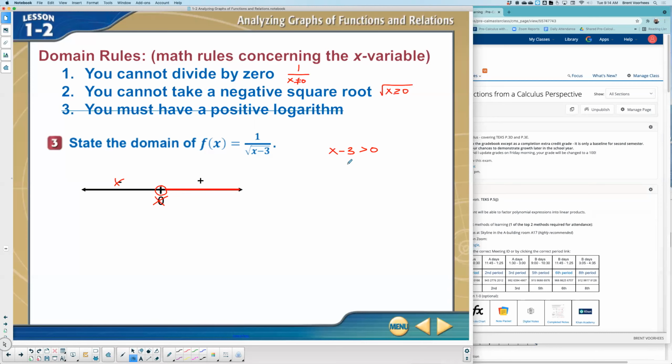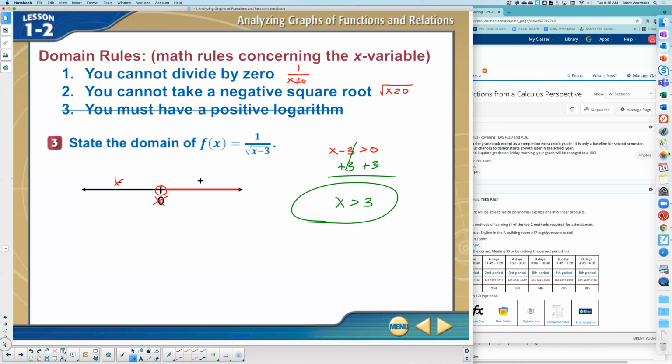What's my domain going to be? X is greater than 3. When you add the 3 over, that's right. X is greater than 3. That's the domain as, would we call that an interval or an inequality? That's an inequality. As an interval, we're saying x is going to be larger than 3, which means 3 needs to go on the smaller side of the comma.